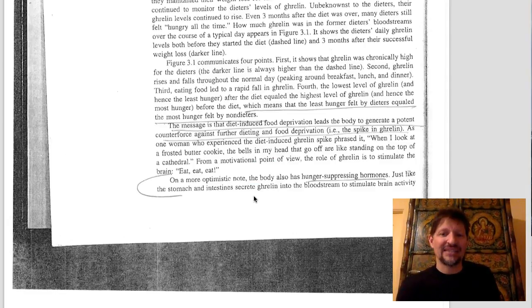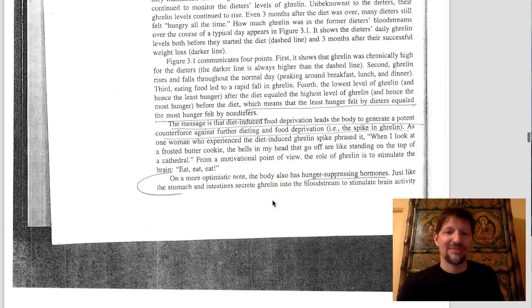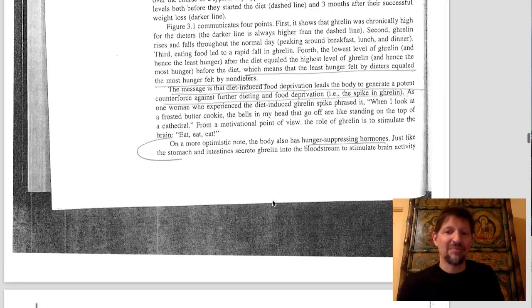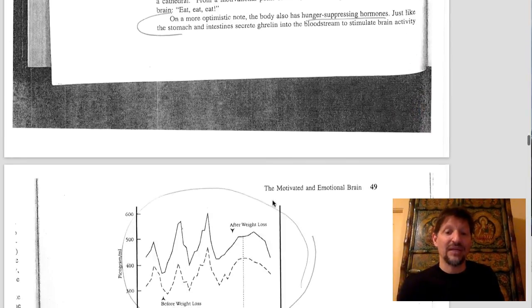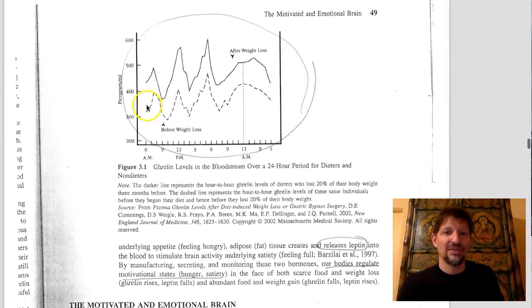So again, it's not so much about will, it's also about chemistry. On a more optimistic side, the body also has hunger suppressing hormones, okay? One called leptin, actually. So again, you could chemically try to induce some of these things, but there might be a more effective way. And here's actually a graph that shows you what happens in terms of ghrelin production when you are not dieting after people are dieting. That's why you have yo-yo diets.